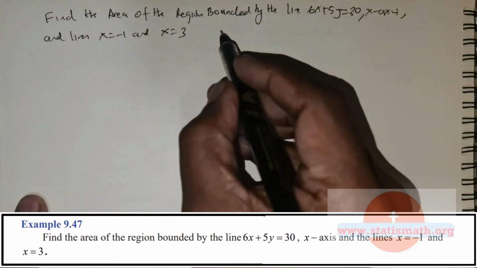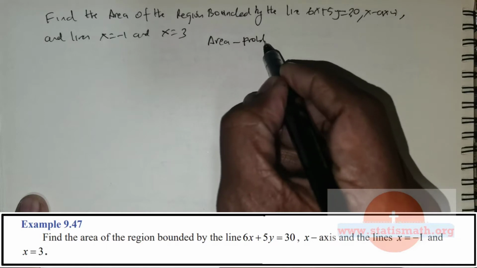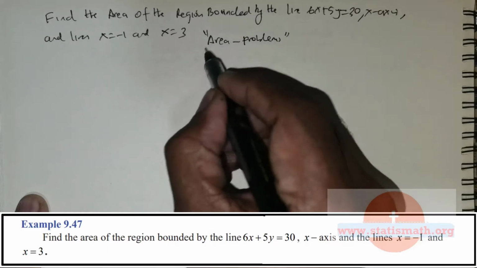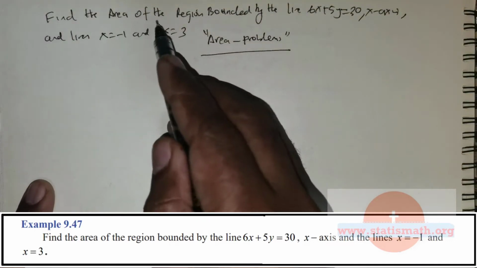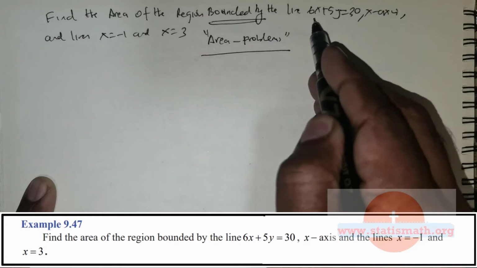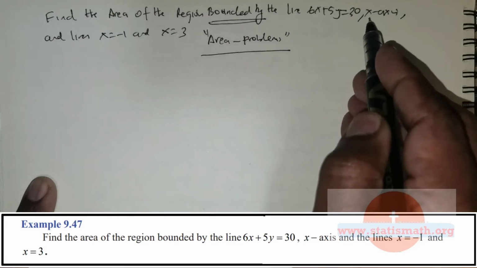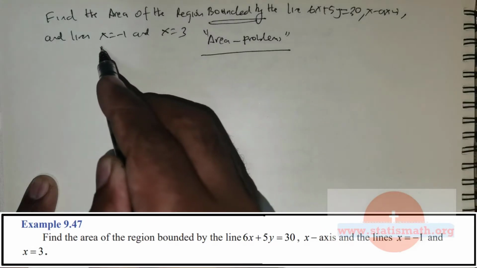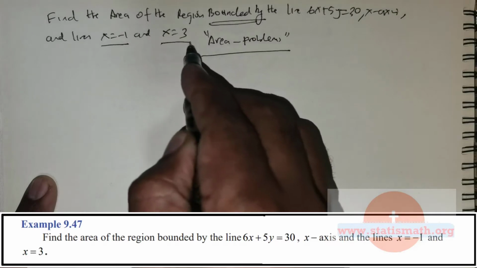Students, in this class we will study questions involving area problems, okay, and how to solve them using integration. We are given a question: find the area of the region bounded by the line 6x + 5y = 30, the x-axis, and the lines x = -1 and x = 3.